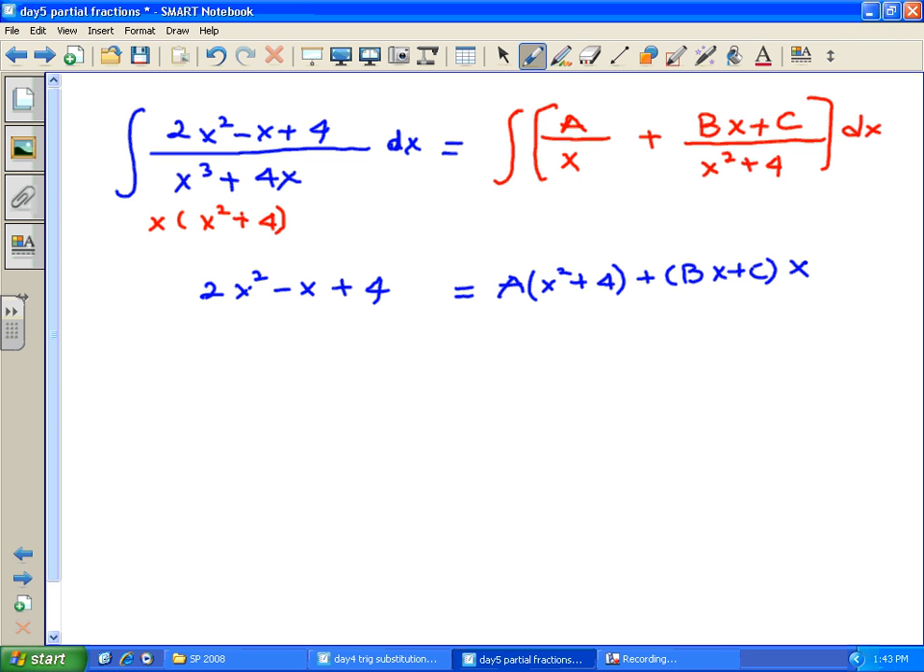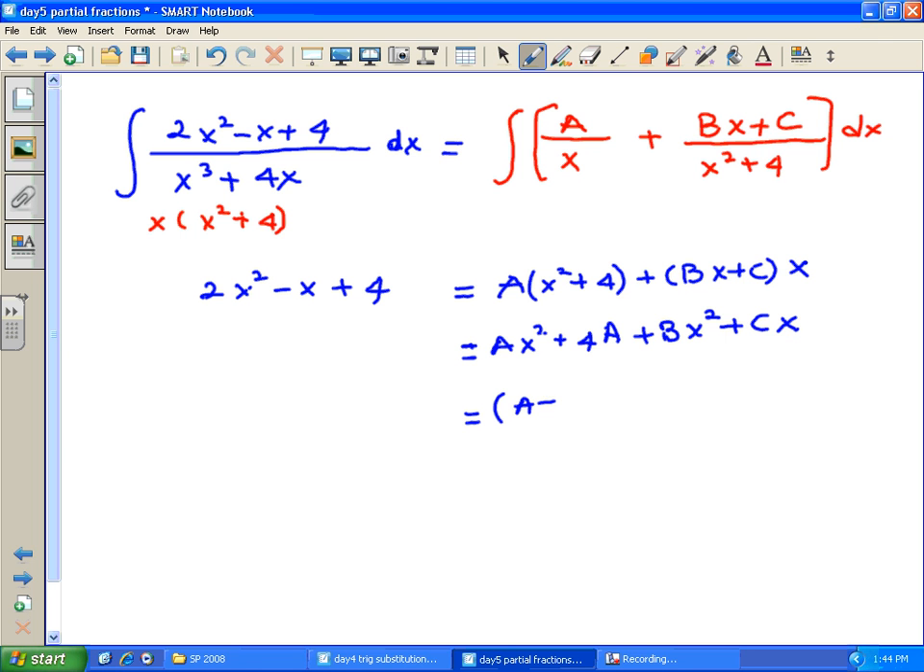When you're dealing with irreducible quadratics, yes, you could plug in x equals 0 and perhaps get an equation out of that, or maybe one of your unknowns. But the following actually works better when you have irreducible quadratics. Distribute your right-hand side completely. So you have ax squared plus 4a plus bx squared plus cx equals the left-hand side. And go ahead and get your x squares together.